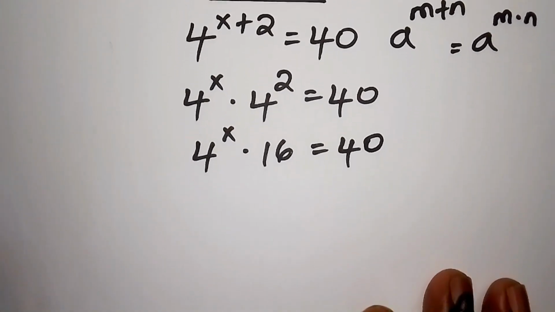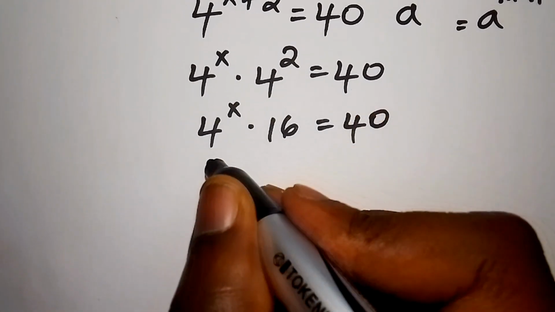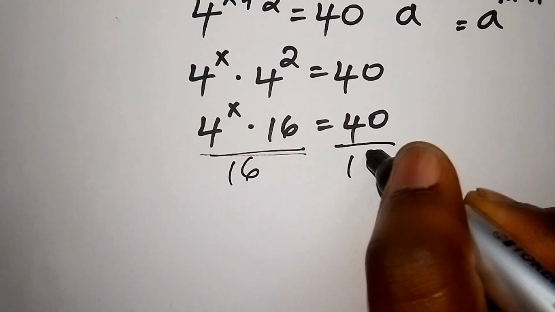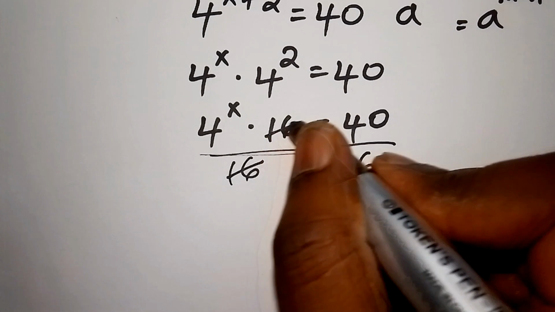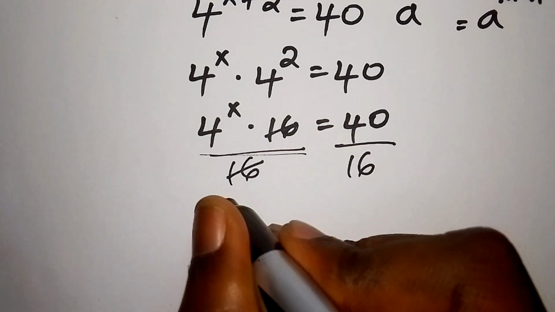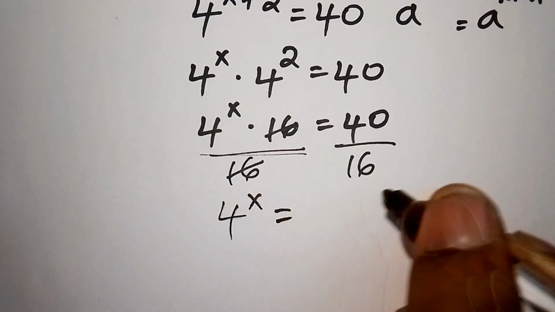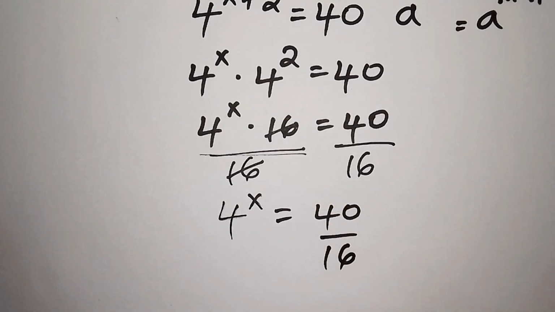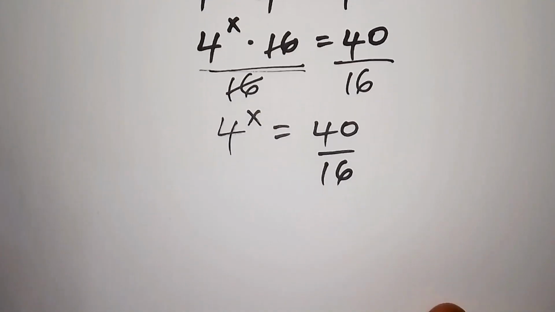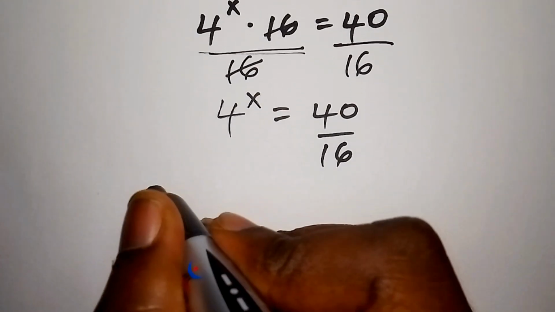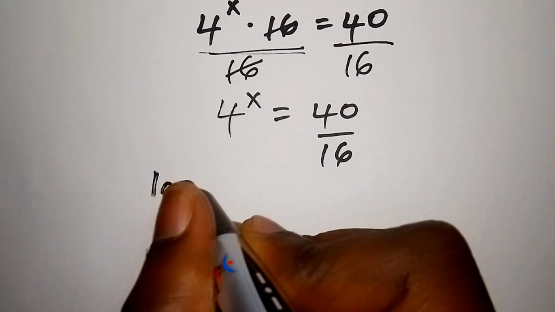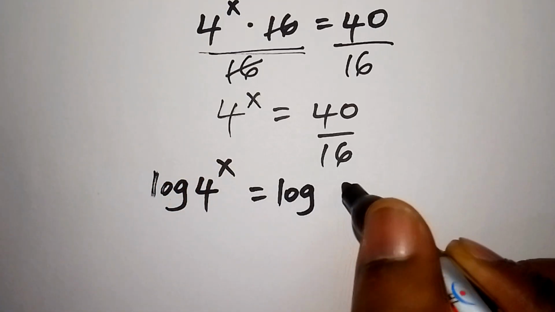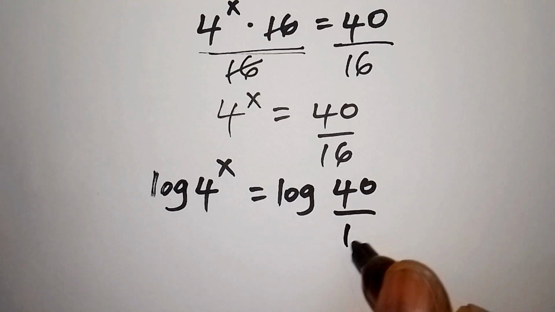Because we want to do away with 4 to the power of x, we shall divide both sides by 16. This side also we shall divide by 16. So 16 by 16 shall cancel. Now we shall have 4 to the power of x is equal to 40 all over 16. The next step that we need to do is introduce the log on both sides. So here we shall have the log of 4 to the power of x is equal to the log of 40 all over 16.